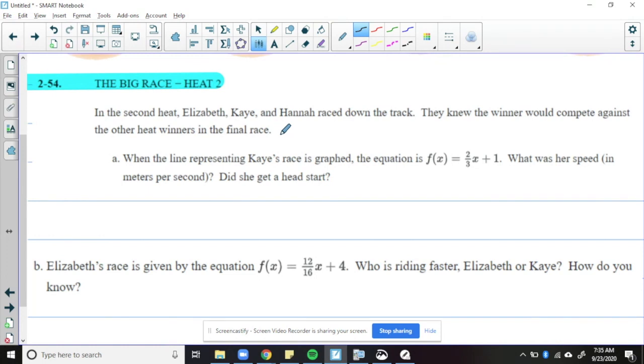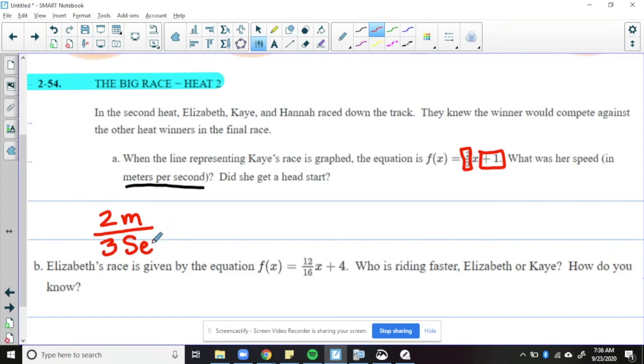When the line representing K's race is graphed, the equation is f of x equals 2 divided by 3x plus 1. What was her speed in meters per second, which we know is our unit rate? Per means 1 second. And did she get a head start? Whatever is in front of my x is my slope, and this is my starting point. So our slope is 2 meters, that is her rise, and her run will be 3 seconds.